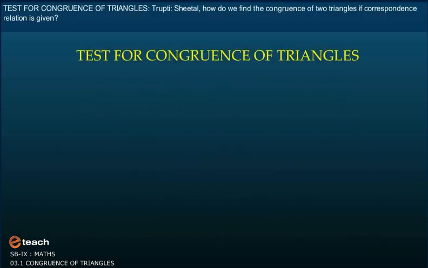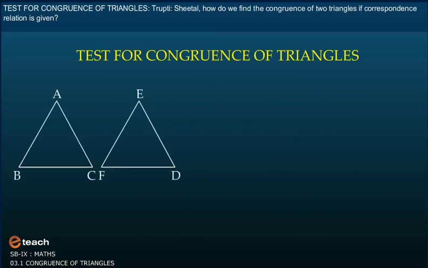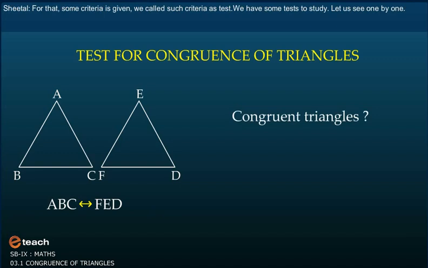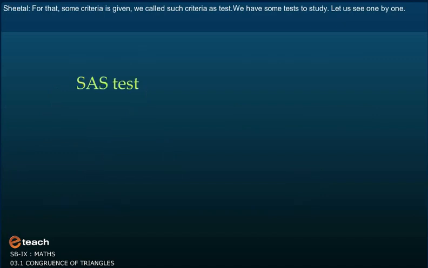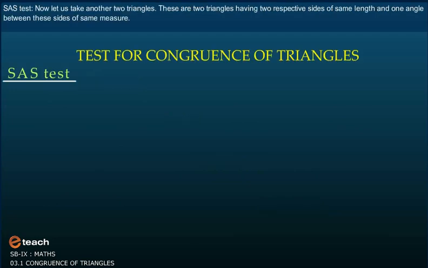Test for congruence of triangles. Tripti says, Sheetal, how do we find the congruence of two triangles if the correspondence relation is given? Sheetal says, for that, some criteria are given. We call such criteria tests. We have some tests to study. Let us see them one by one.